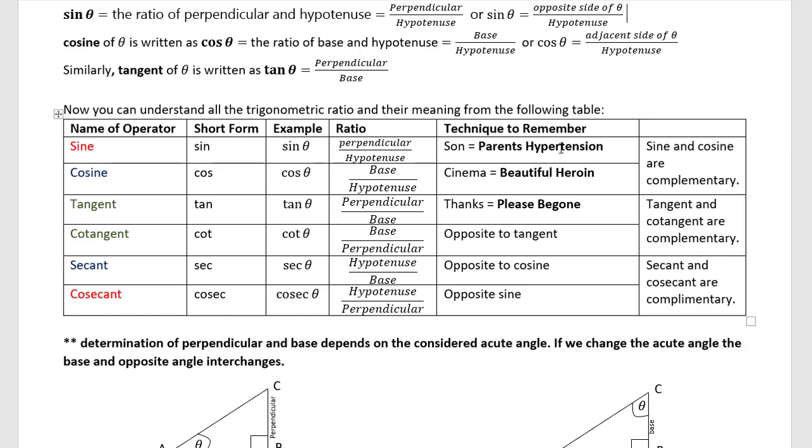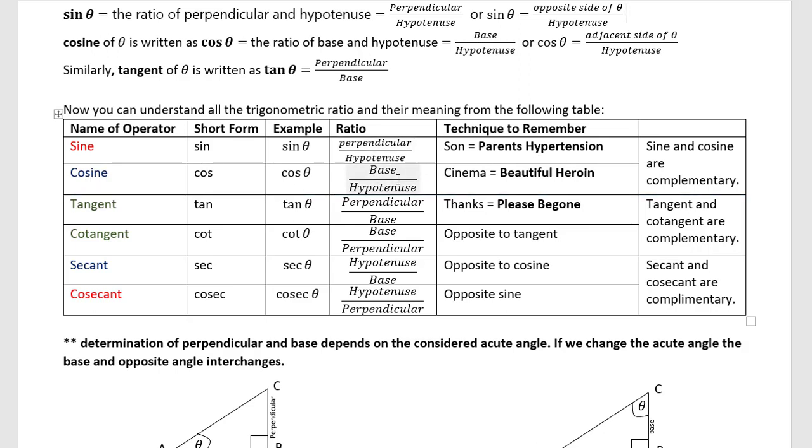And in Bengali, we use a rhyme like Shagore Lobon Oti. Shagore means sine, Lobon means lombo, that is perpendicular, and Oti means Otibhuj, which means hypotenuse. Likewise, in the English version, you can remember this sentence: son is parents' hypertension, that is, sine equals perpendicular by hypotenuse.